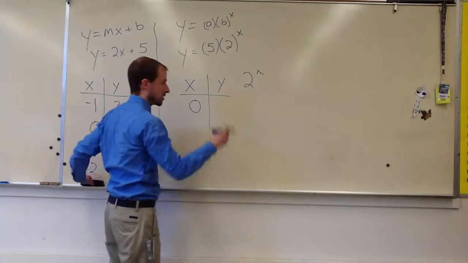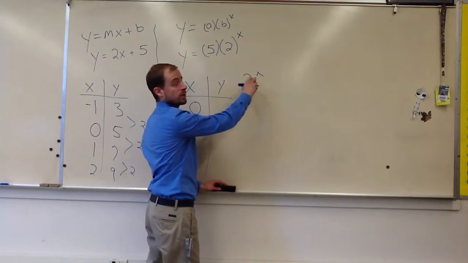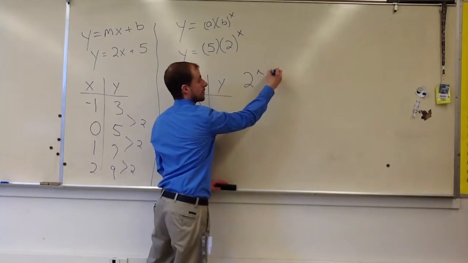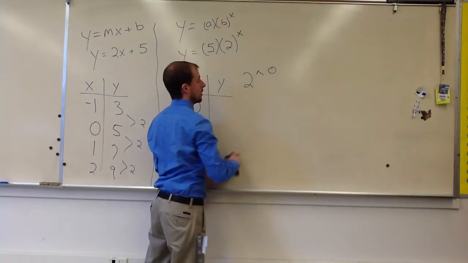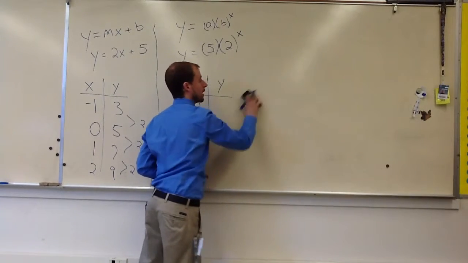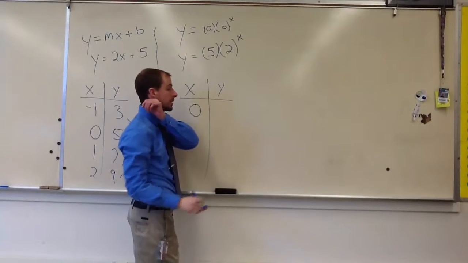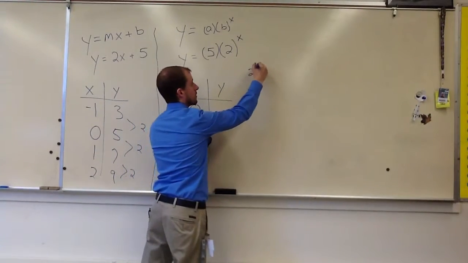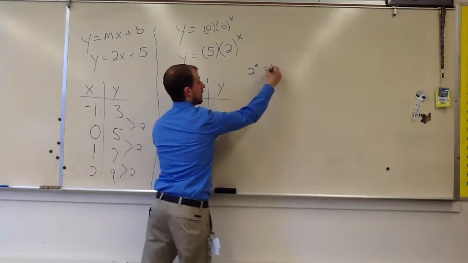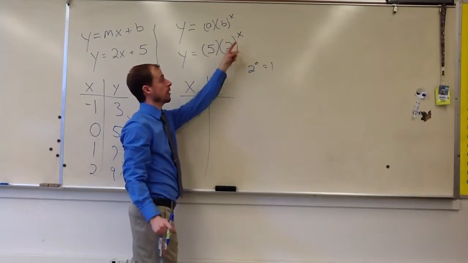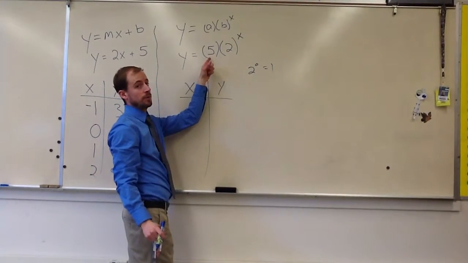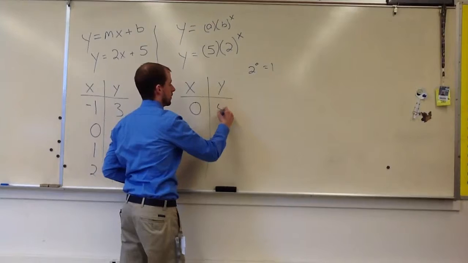I call it a caret. It's just like a little top of a house. It's the symbol that's used, and then whatever comes after it is the exponent, so to the 0. That's how you plug it into a calculator, but when you write it, you just do 2 to the 0 power. That equals 1. So 2 to the 0 power is 1 times 5 is 5.